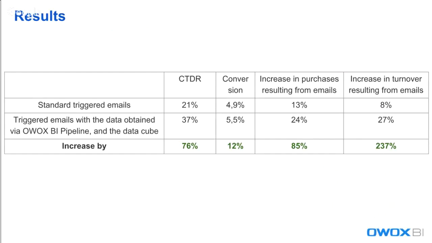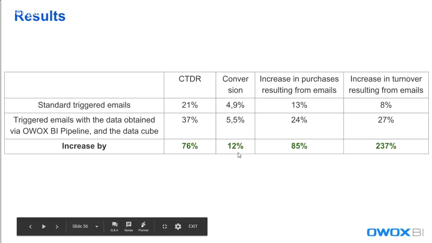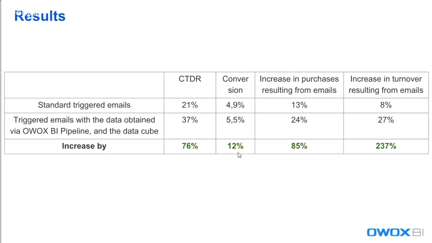So you can see the efficiency of the new mailing method. The number of visits to the website through the delivered emails increased by 76%, the conversion rate for purchases from visitors who got those emails rose to 12%, and the number of purchases after an abandoned cart increased by 85%.